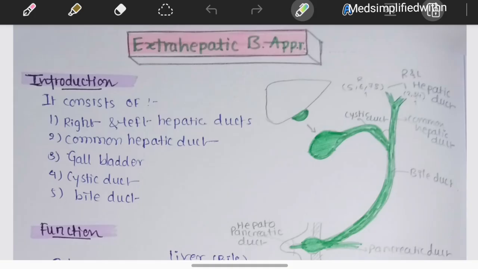So, if you are an MBBS student preparing for university exams or NEET PG, you are in the right place. Let's simplify anatomy. Made easy.